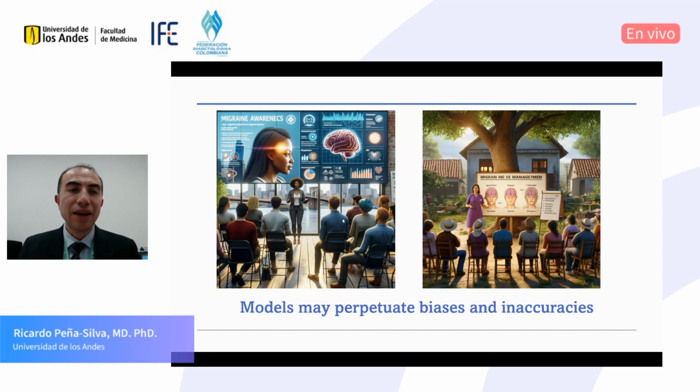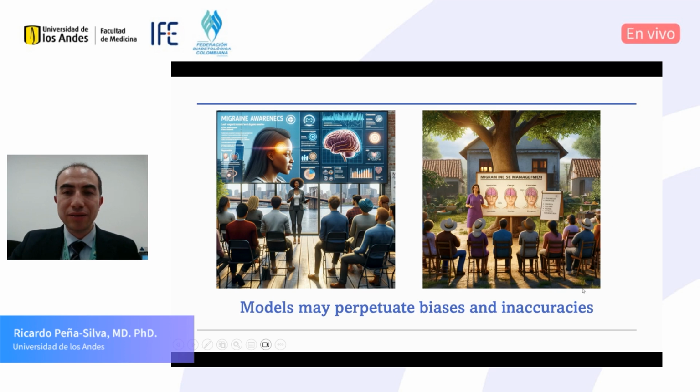And again, this is an example. I asked the system to create an image about an educational campaign for migraine, and this is the image that the system created. This is using DALL-E, which is embedded within ChatGPT 4.0. Then, immediately after this image was created, I said, well, now please show me an image displaying an educational campaign for migraine, but in Colombia. And this is the image that is created.